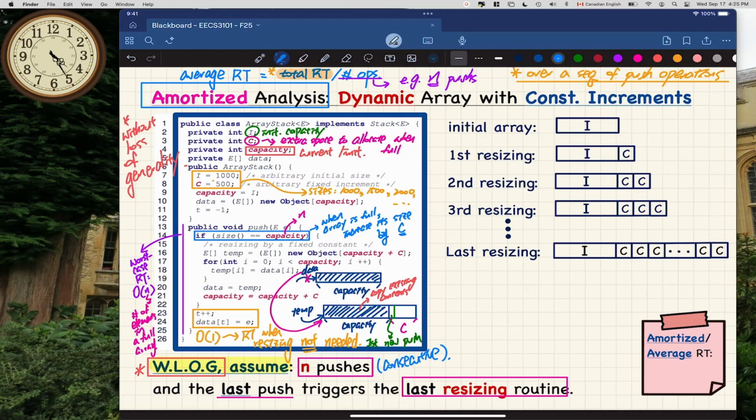Okay, let's start from scratch right here. We're going to observe the pattern. We have that initial array, which is completely free. Green means we got everything available, every slot available for us to store things. And then let's say after certain pushes, maybe after i pushes, you can think about from here to here.